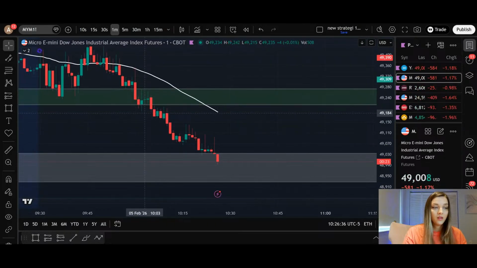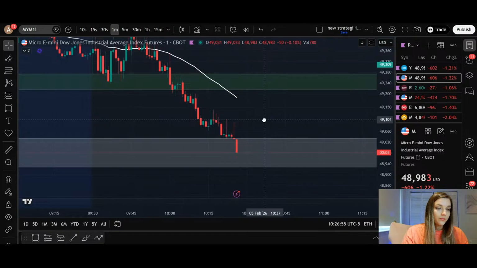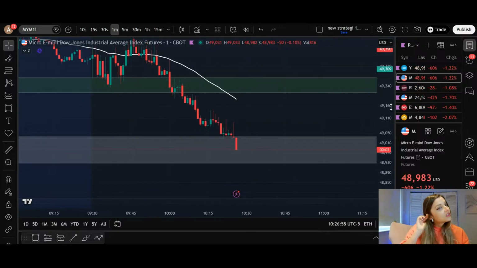Here will be a good entry right here, when you see the price broke this level with a full bearish candle. For some, if I'm a little bit more aggressive, I will go in. My win rate, I would say, is 80%.